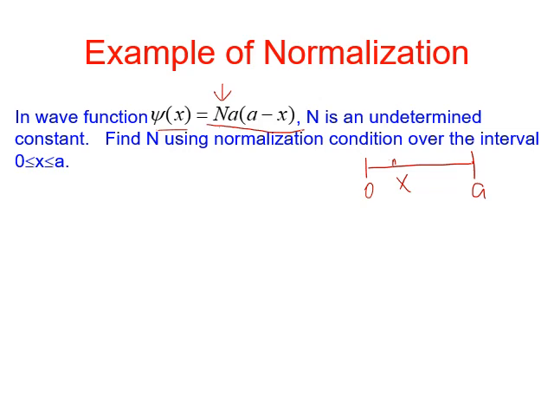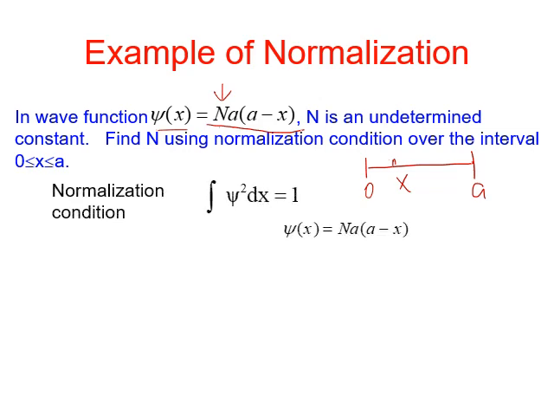To find n, we use the normalization condition. It means that the probability to find the particle in this range equals 1. So the integration of the wave function squared must be 1. In this case, the wave function is n times (a minus x). Plug it into this equation and you get this equation. Note that n is a constant, even though it's unknown, so when you integrate, you move it out of the integration.